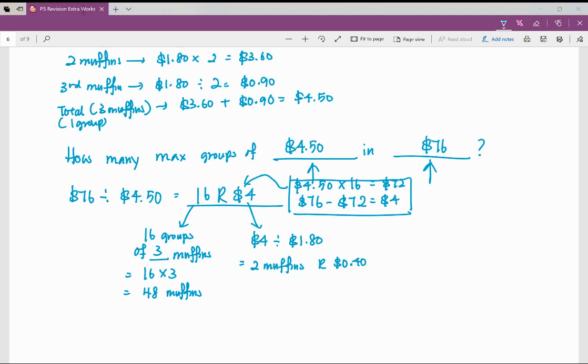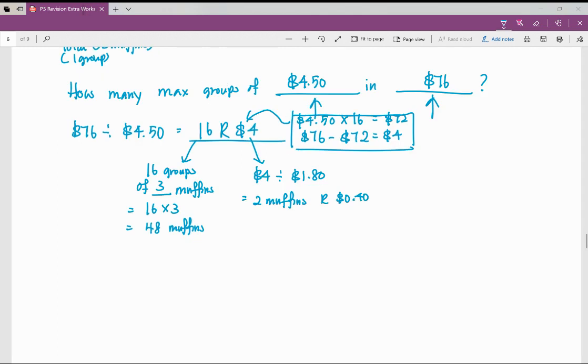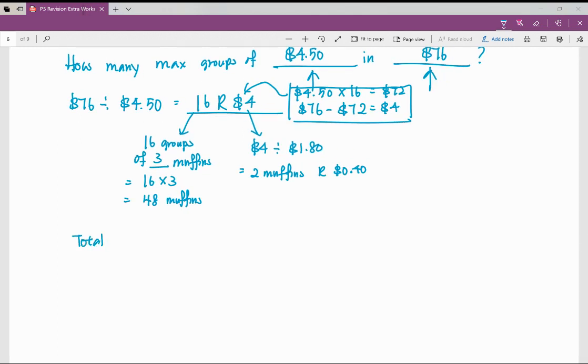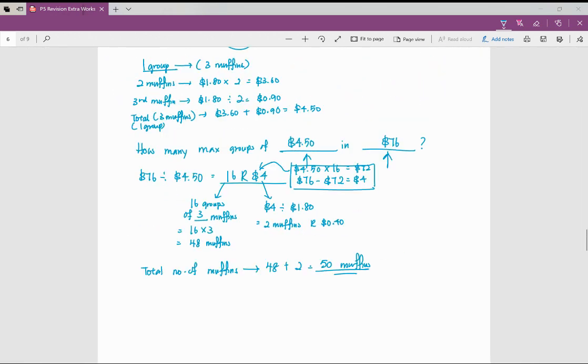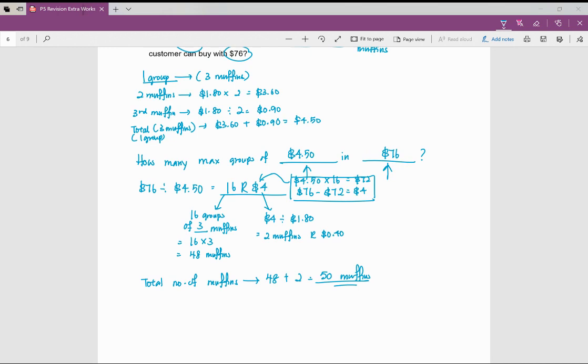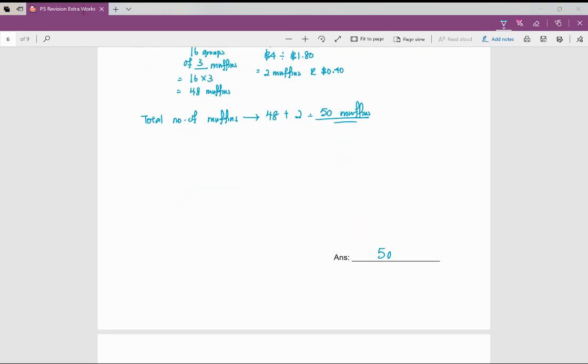Okay, 2 muffins. Why 2 muffins? Because 2 times 180 is already 360. So after I use up 360, I still have 40 cents left. I cannot buy any more muffins. Okay, so in total, the greatest number of muffins that she can buy is 48 muffins plus the 2 muffins. Total is 50 muffins. Okay, that's it for this question. All right, 50 muffins. Okay, all right, moving on. So this is 50 muffins.